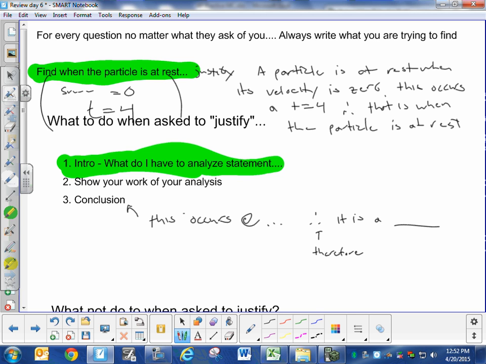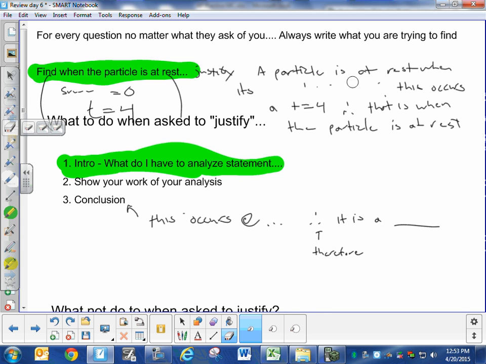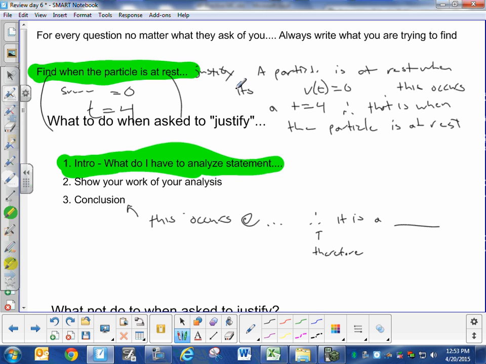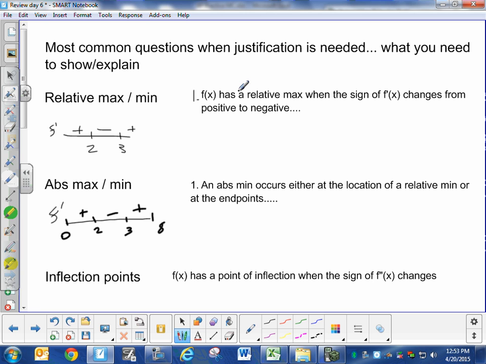Yes. You can say v of t equals 0. Okay? Next things. Relative maxes and mins, absolute maxes and mins, inflection points. You would need to have very solid intro statements. Relative maxes and mins. Let's say we're looking for a relative max.